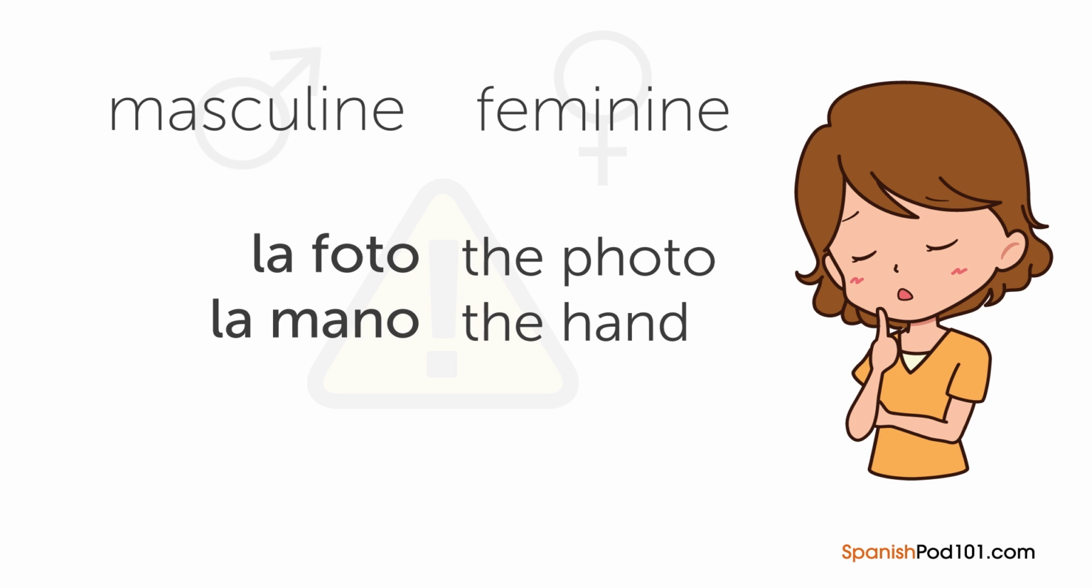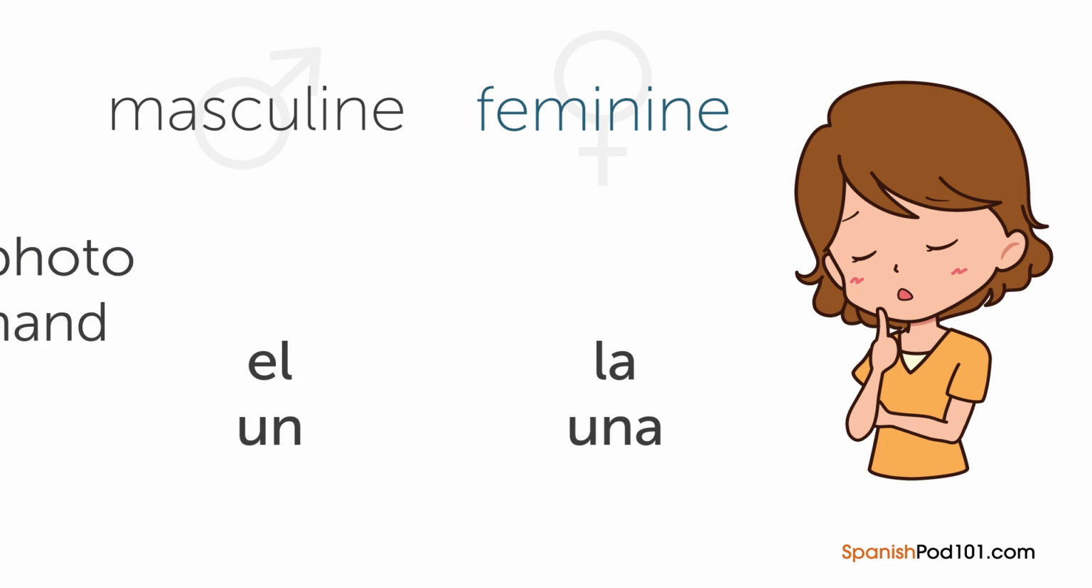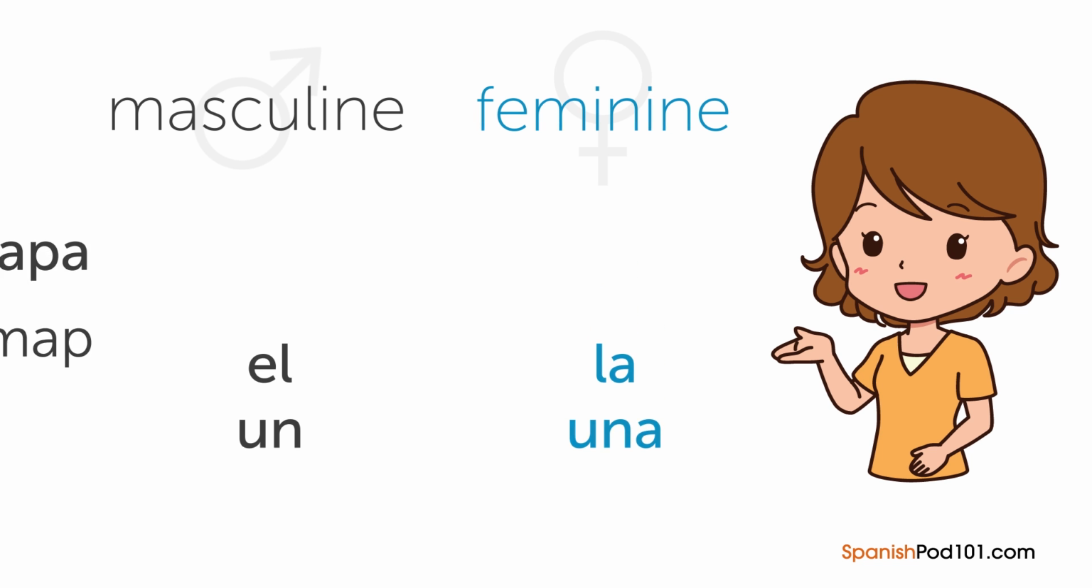Some other examples are la foto, meaning the photo, which is feminine even though it ends in an O, and la mano, the hand, which is also feminine. Because there are so many exceptions, it's best to learn the nouns with their articles. These are the and a in English. For Spanish, it would be el or un for masculine words, and la or una for feminine words.